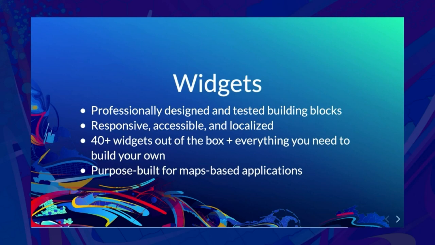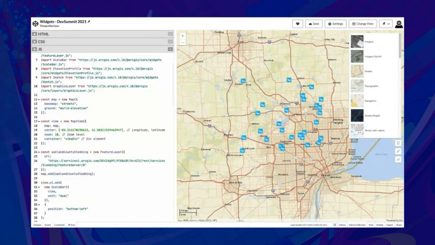So of course, UI kits for web apps are a dime a dozen. There are a ton out there. But the widgets in the JS API are developed specifically for maps-based geospatial applications. Let's take a look at a few widgets, and I think you'll get a sense for just how easy it is to get up and running with some really cool user interface components.